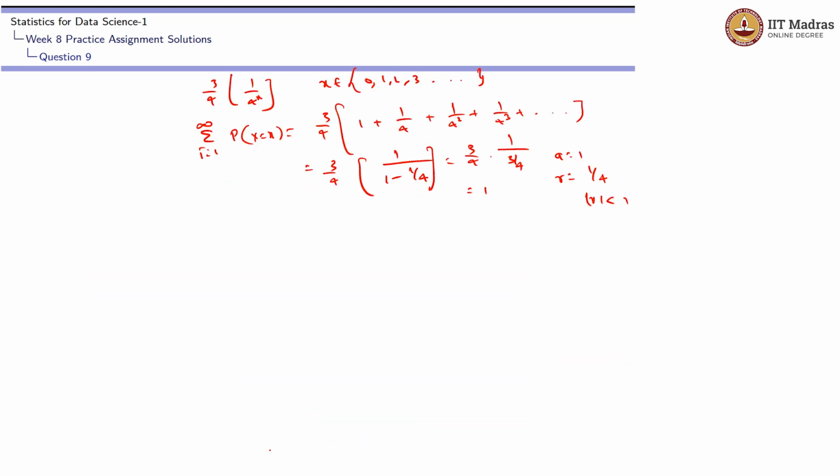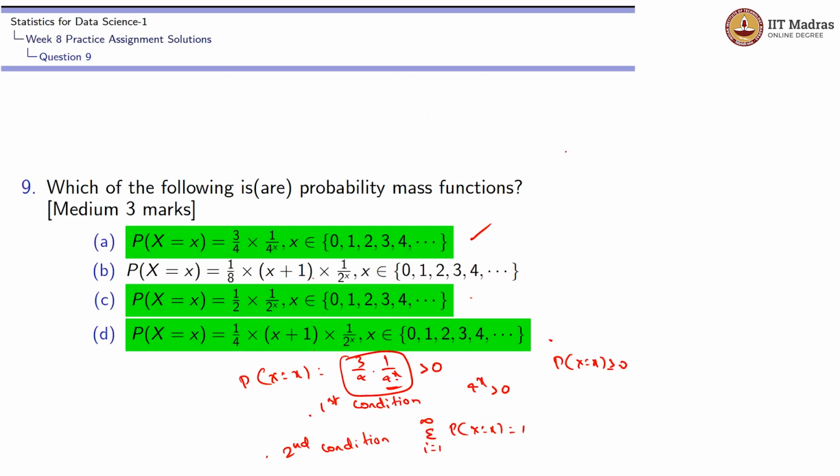Let us look at the second option. The second option is P of x equals 1 by 8 into x plus 1 into 1 by 2 power x, where x belongs to again 0, 1, 2 and so on.